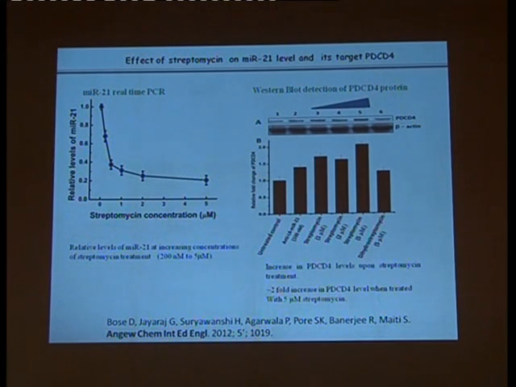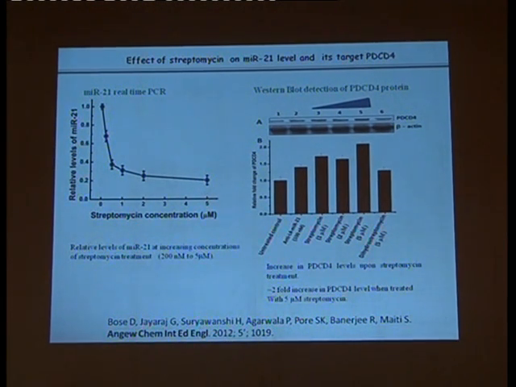As I told you, if you suppress microRNA concentration, the target protein concentration should go up. Here is the Western blot by which we measured the protein concentration, and this is a quantitative measurement. When we have a larger quantity of small molecule, the concentration of the target protein also goes up. We have done several other biological experiments to convince ourselves that it is the real target.